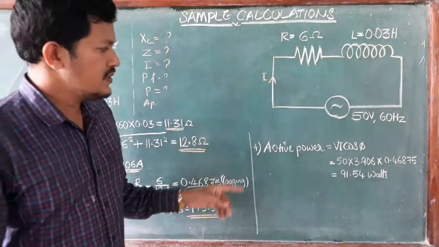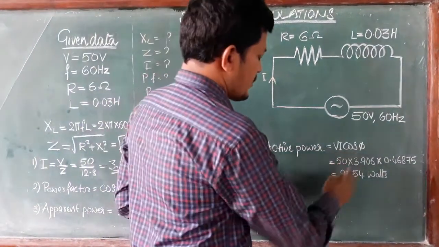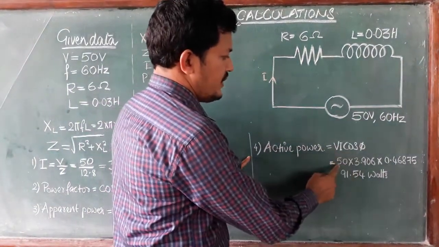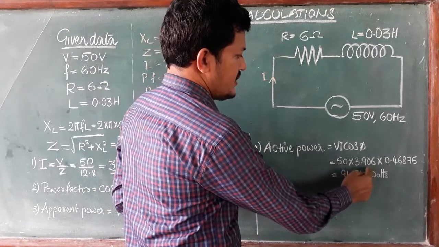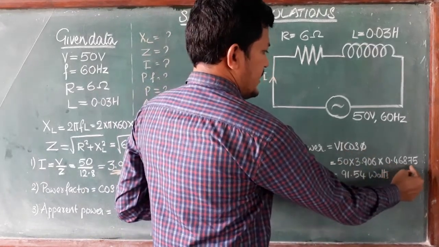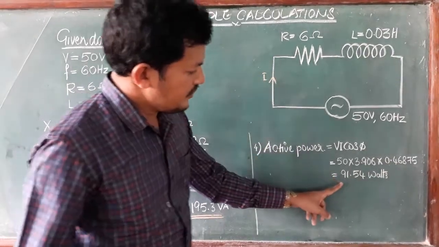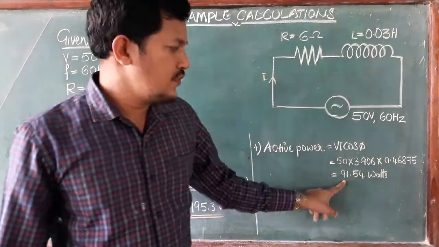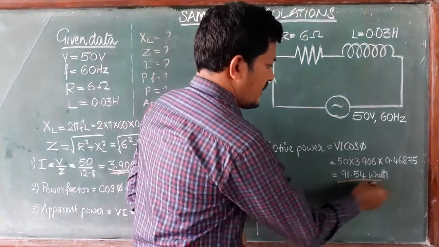Next is active power. Active power equals V I cos phi. Here V is 50, current is 3.906, and cos phi, the power factor, is 0.46875. So multiplying, we will get 91.54 watts. Or we can calculate it by another method also.